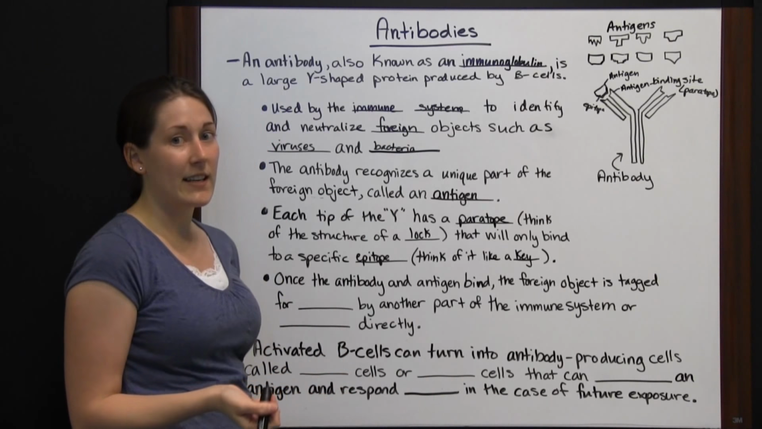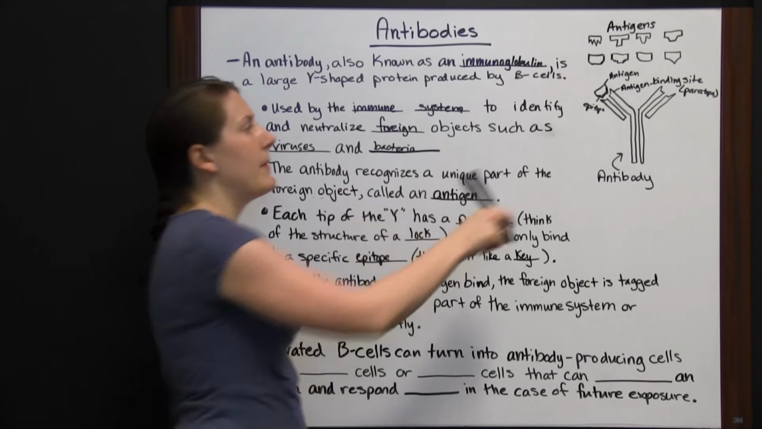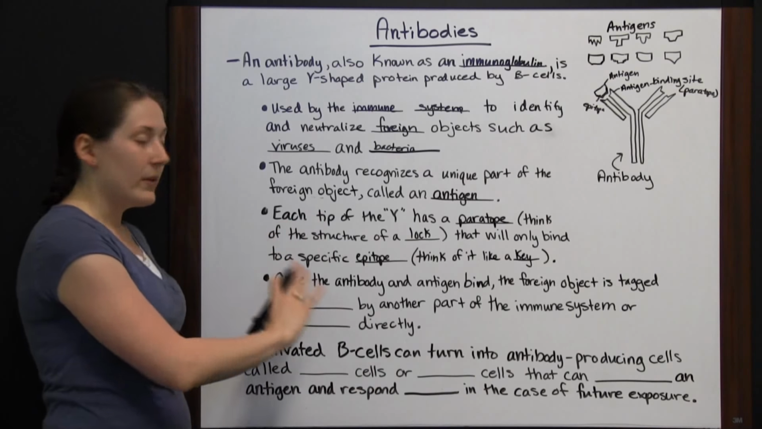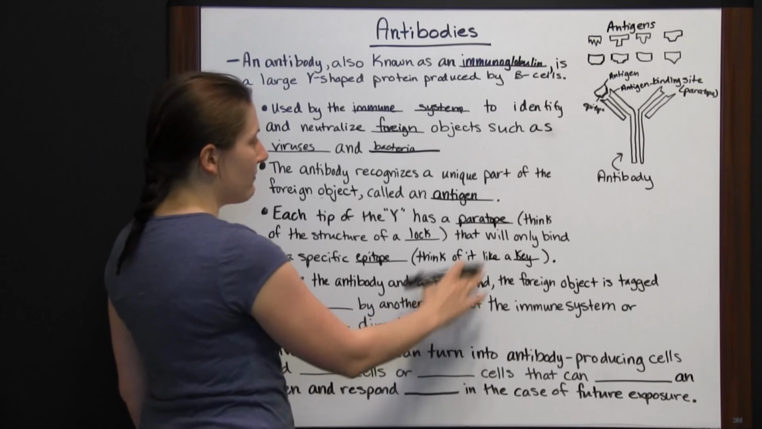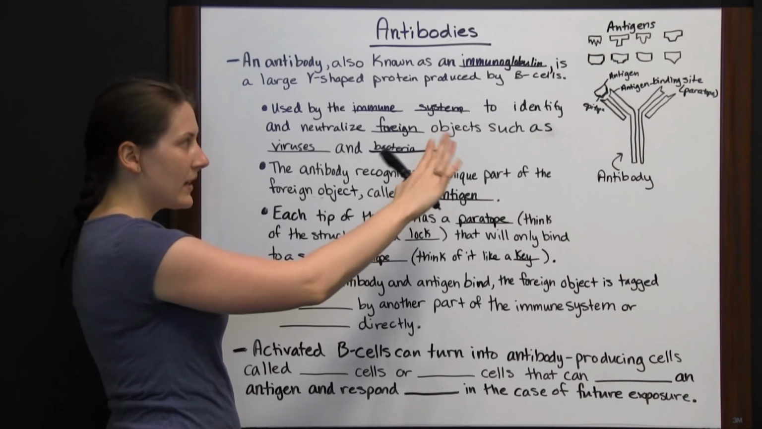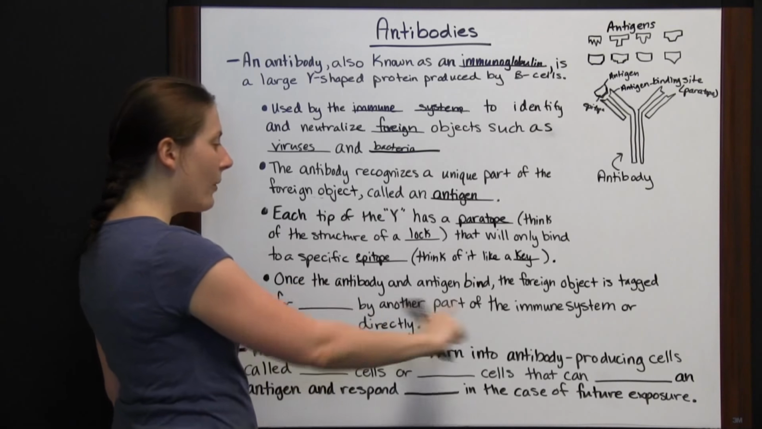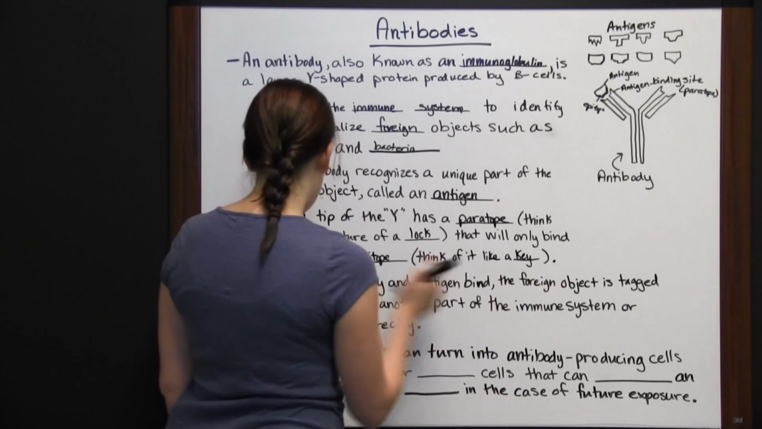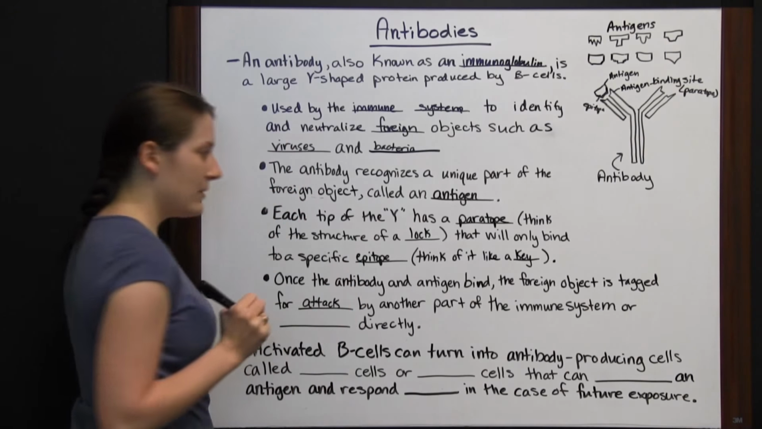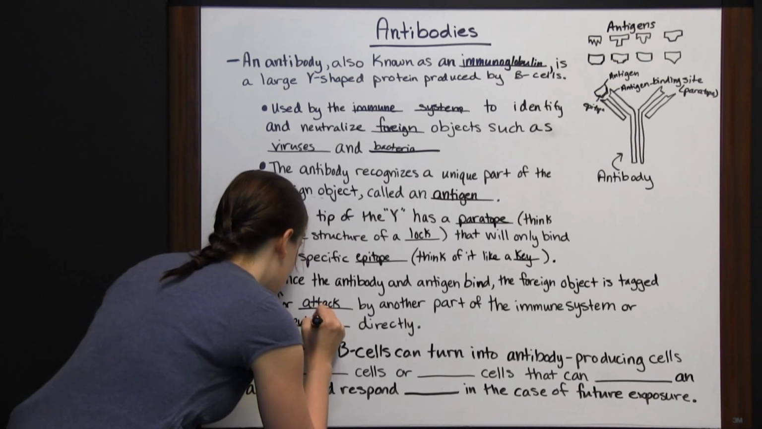You have to think of it like a lock and key. So once you have this antibody produced, it's only going to be able to bind to the one antigen to neutralize it. So once the antigen and antibody bind, and remember, special epitope-paratope relationship, lock and key, it's only going to be able to bind to one specific type of antigen. Once they bind, the foreign object is tagged for attack by another part of the immune system, or it's neutralized directly.